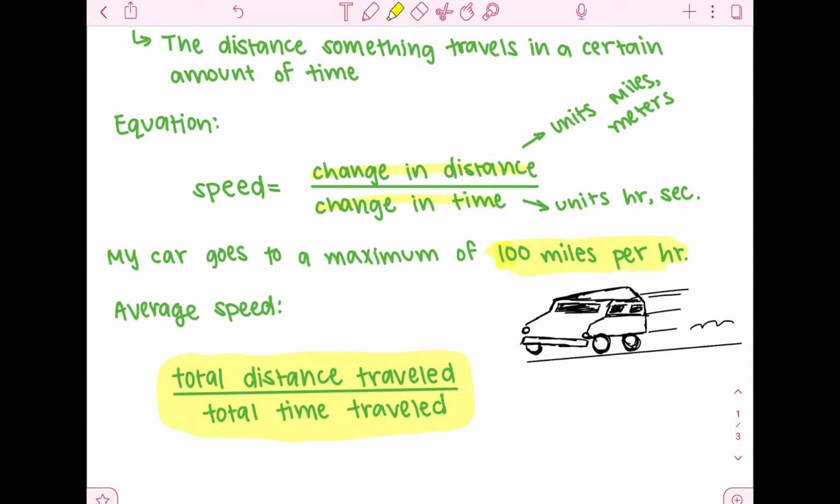So change in distance, this can be any unit of distance, but the most common ones you're going to see are miles and meters. And then for change in time, the most common units you're going to see are hours or seconds.